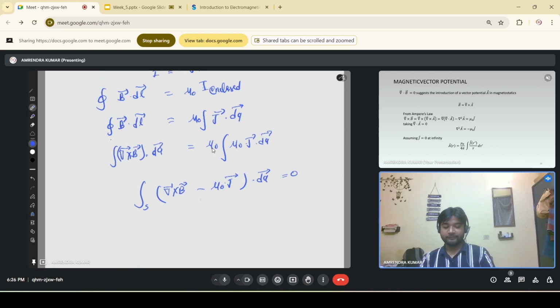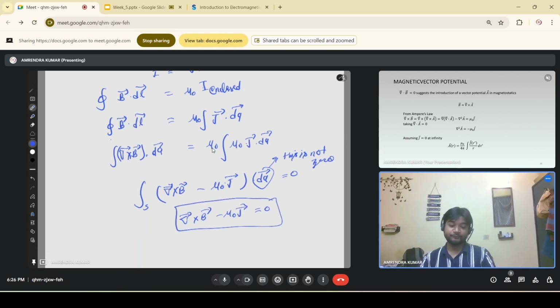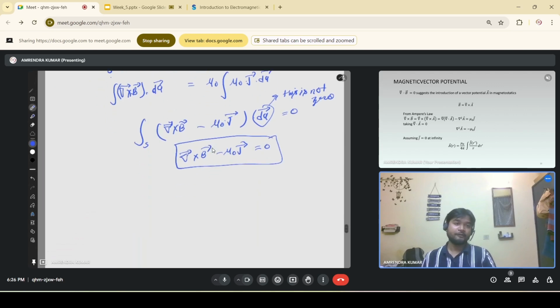Now we can easily write that, because the area element is arbitrary, this is not 0. That means that the argument that is inside has to be 0, J. Now what we can write next is all the things are followed.